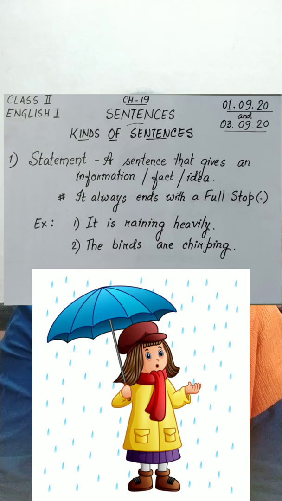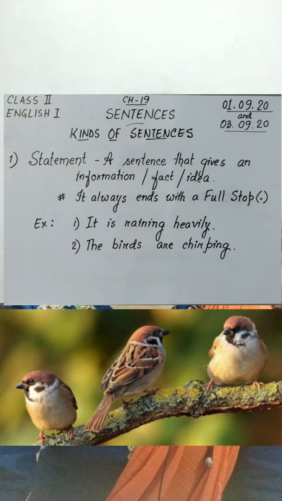Children, as we know, there are 4 kinds of sentences: statement, question, command, and request. Now, what is a statement sentence? Well, a sentence that provides us with information or an idea or a fact is a statement. Always remember, a statement sentence begins with a capital letter and it always ends with a full stop. Let's look at some of the examples. It is raining heavily. The birds are chirping.